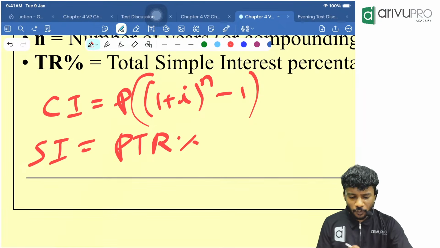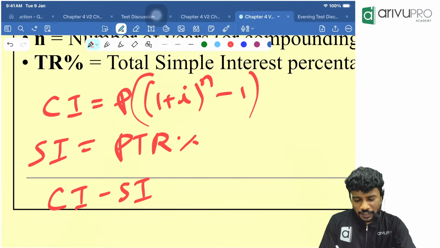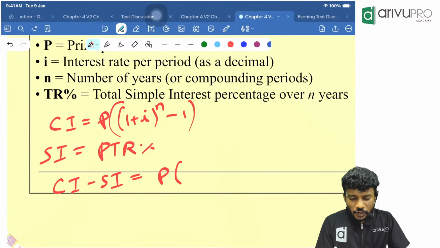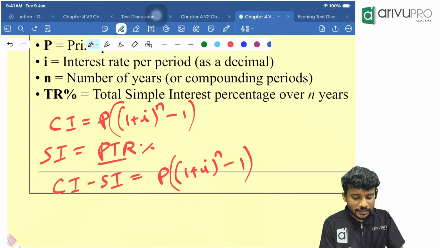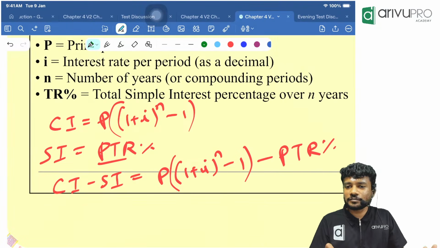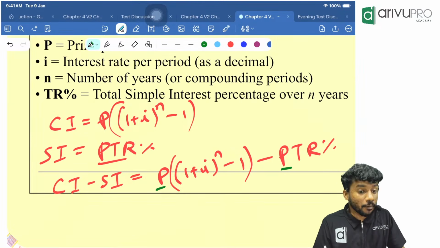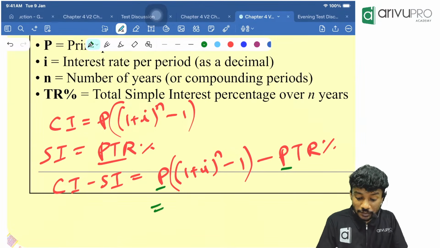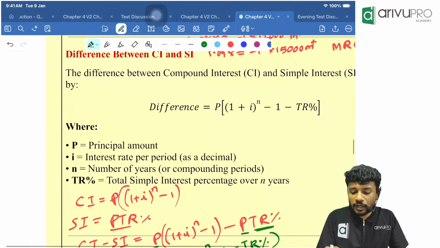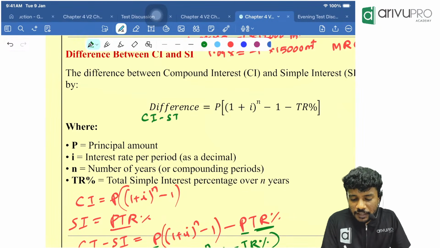PTR percentage. Then what is CI minus SI? CI minus SI is nothing but CI. Instead of CI, I will write P into 1 plus I the whole power n minus 1. Then instead of SI, I will write minus PTR percentage. That's your formula. But we will take one thing common outside. P I will take common outside. It will become P into 1 plus I the whole power n minus 1. Then what will remain here? TR percentage. Okay. That is the final formula for the difference between CI and SI.